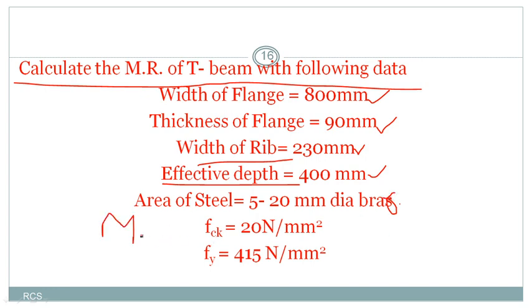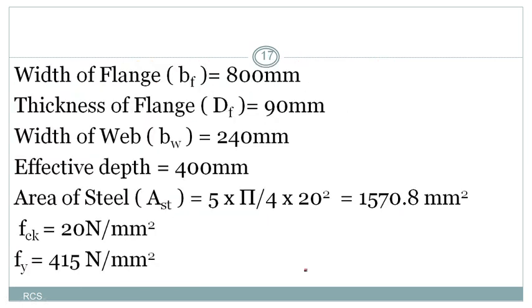So this is M20. For M20 we have characteristic compressive strength of 20 Newton per mm square, and Fe415 grade steel is given. Right, for this we have the yield strength of that steel as 415 Newton per mm square. So based on this, please write down your given data. So the given data will be like this.